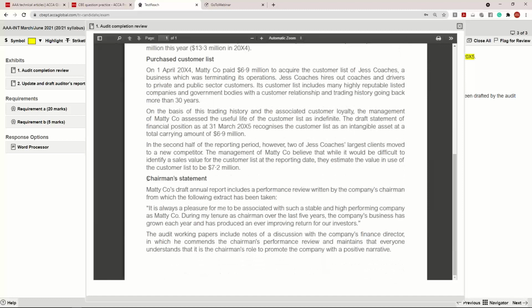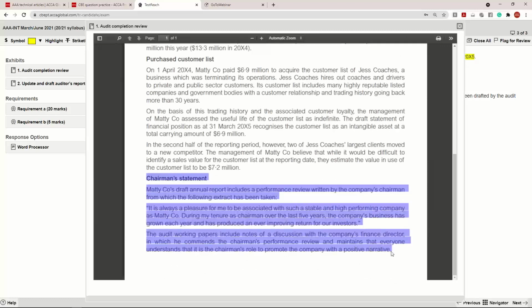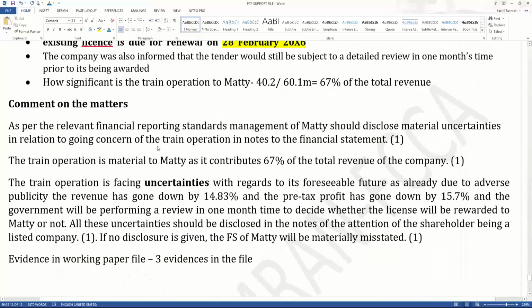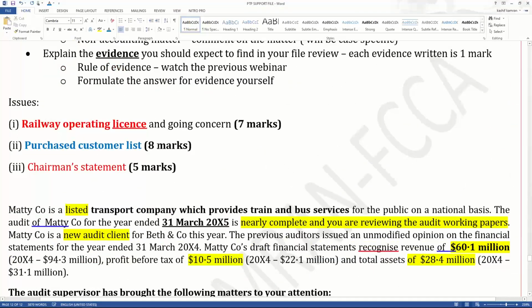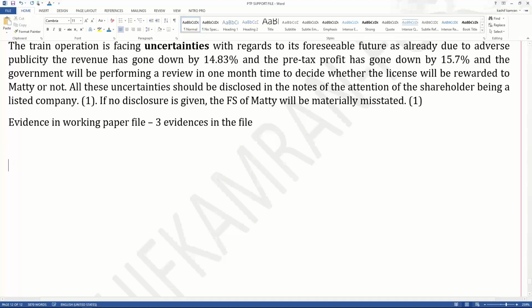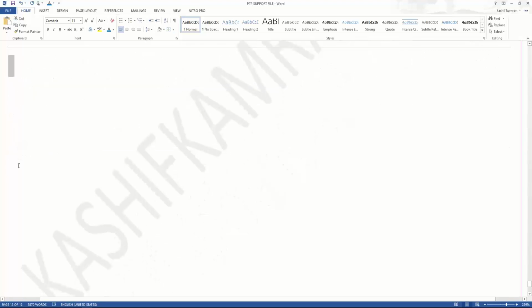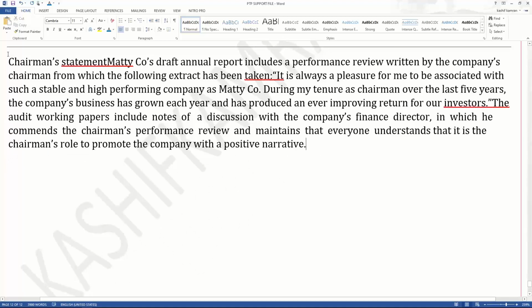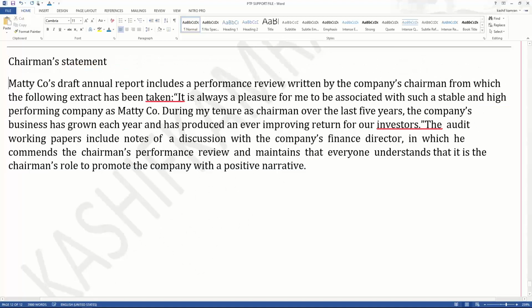Let's look at the chairman statement, and let's look at the matters you need to comment on. I'm copying the chairman statement from here. How many marks do we have for the chairman statement? In the exam, we have almost 5 marks for the chairman statement. Okay, let's copy the chairman statement here. Can you all see the chairman statement on your screen now on the Word file?